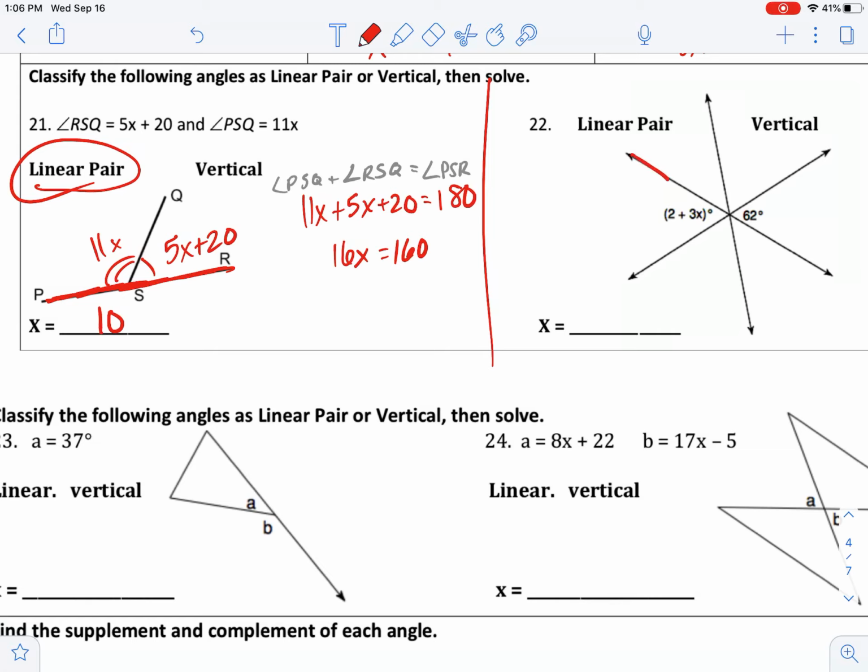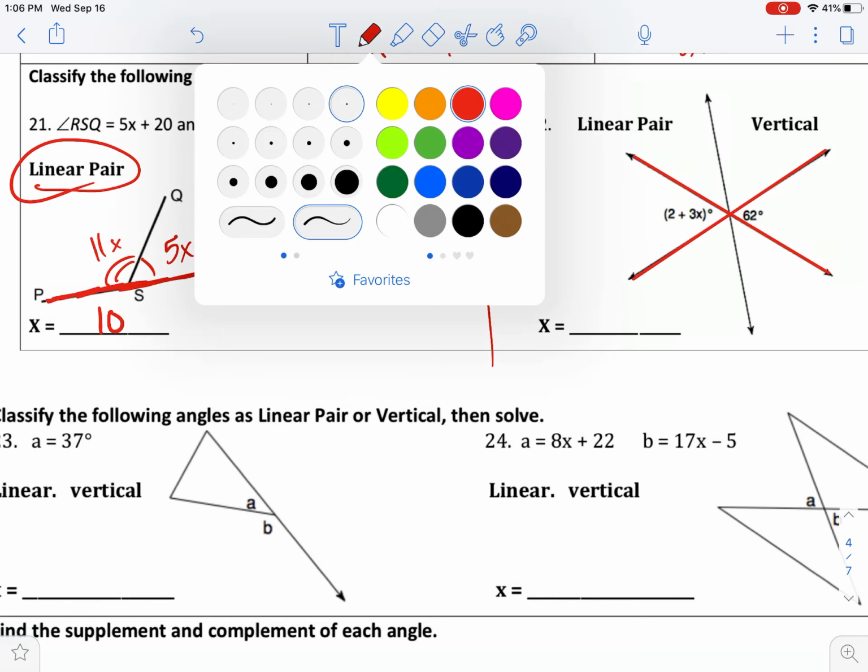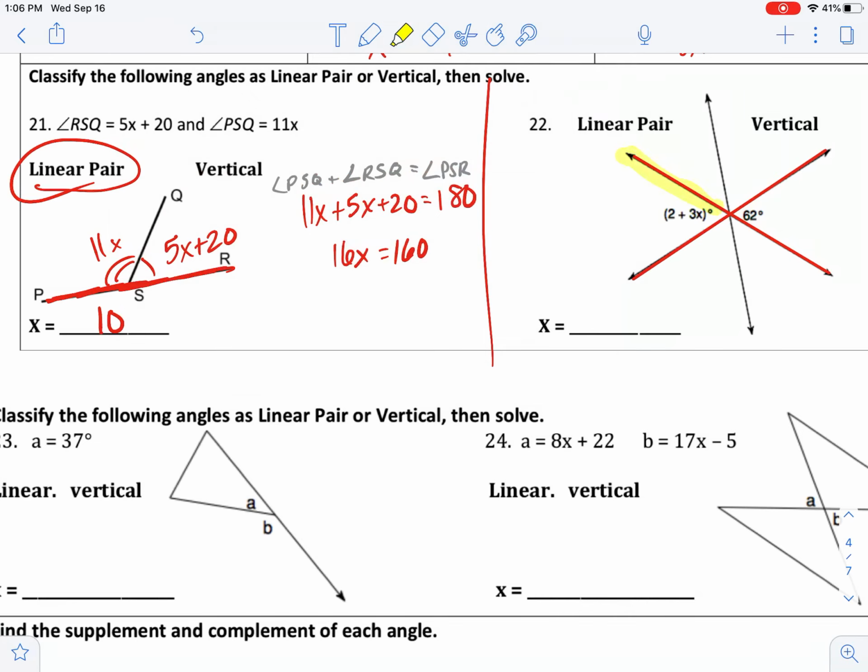And then 22, let's trace our angles here. Here are my angles. They form an x, or 2 v's. So you can almost see there's a sideways letter V. There's a sideways letter V, so vertical angles. And if they're across from each other, if they're vertical, then they must be equal. That's one of our theorems. So 2 plus 3x must be equal to 62. Or 3x is 60, which means that x must be 20.